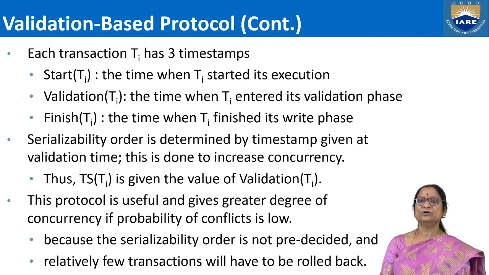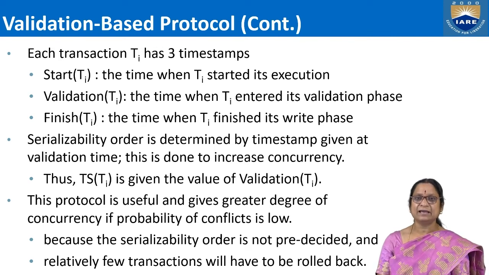This is done to increase the concurrency. So why are we allocating this? Because it has a validation phase. It will check whether that particular order of timestamps and processing of timestamps are proper or not, so that the serializability can be properly determined here.